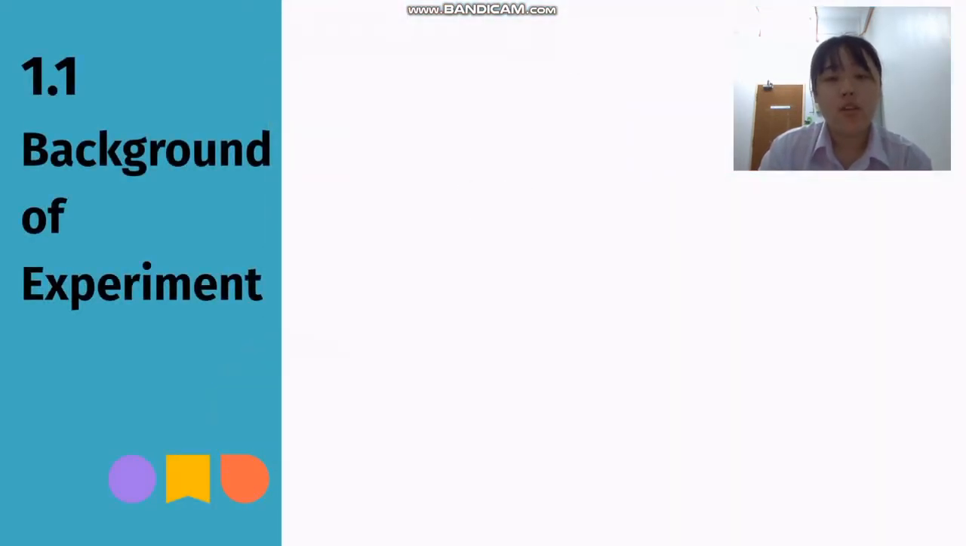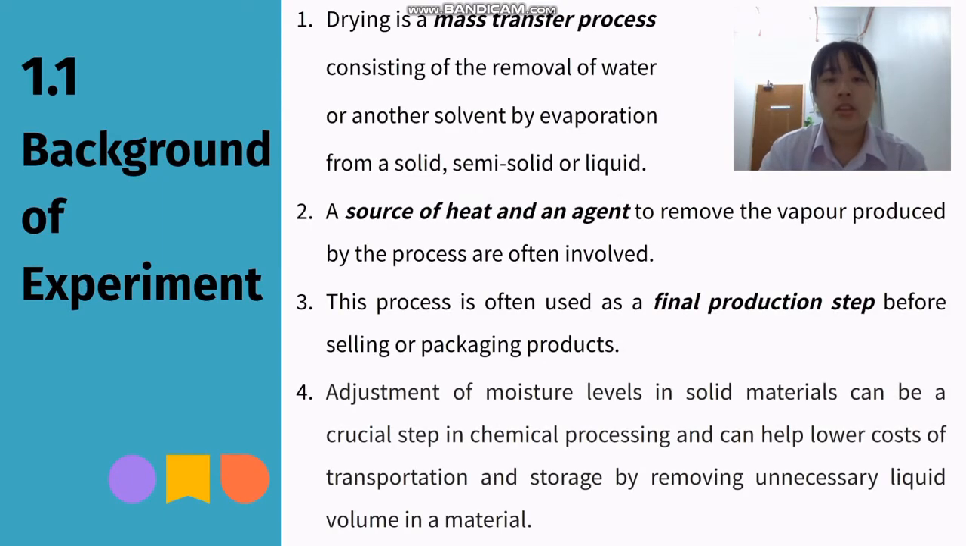First, background of experiment. As you know that drying is a mass transfer process consisting of the removal of water or another solvent by evaporation from a solid, semi-solid or liquid. A source of heat and an agent to remove the vapor produced by the process are often involved. This process is often used as a final production step before selling or packaging products.